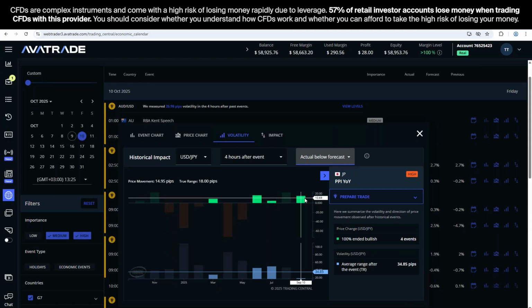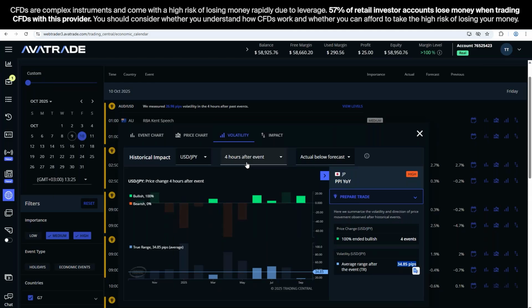100% of the time, 4 out of 4, the USD strengthened against the yen, or the yen weakened against the USD is maybe better said, because it's a Japanese announcement. The yen was responding to that announcement and weakened, and so the USD went up all 4 times that this data came in below forecast. Average range movement, not huge, but almost 35 pips after 4 hours.